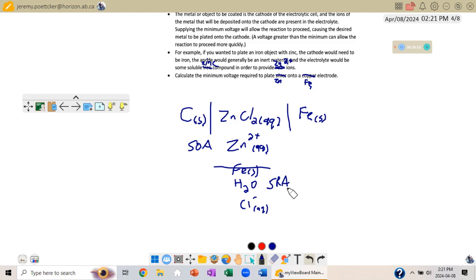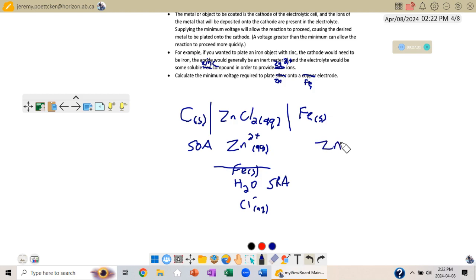Now, again, you might start to think, well, what about the iron? Well, the iron is not going to participate in the reaction because the iron is going to be the cathode, and the cathode is where reduction takes place. Iron's already reduced. We can't reduce this anymore. So we don't worry about iron being in there. Right? So iron is our cathode, and we look at our reactions.